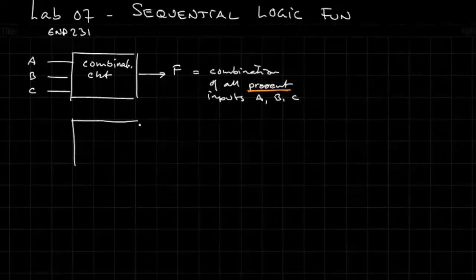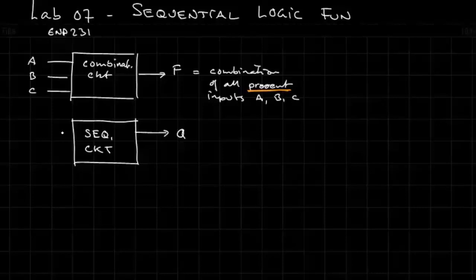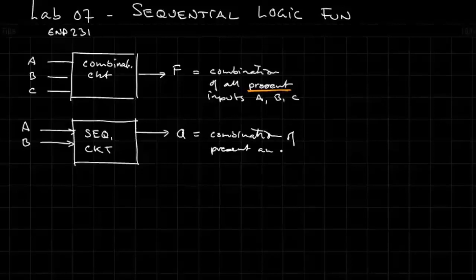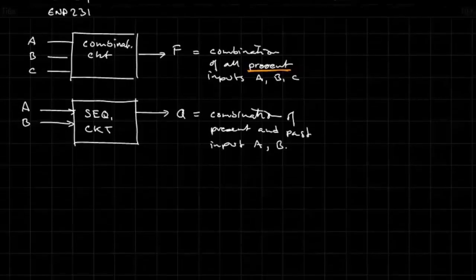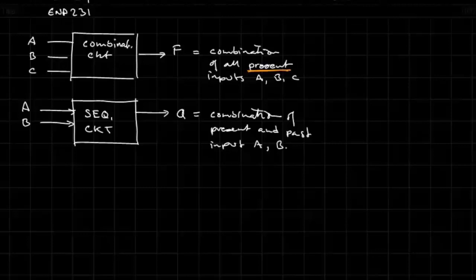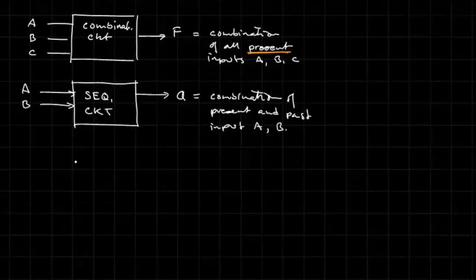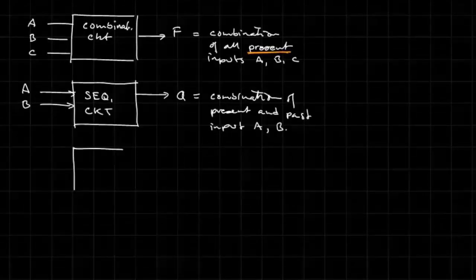So now if we have a sequential logic circuit, and I have an output, which I'll call Q, and I have 2 inputs, I could have 3 inputs, but I'm going to just draw 2 inputs here, then Q is equal to a combination, in general, of present and past inputs A and B. And actually the way that you design a sequential circuit from a combinational circuit is really simple, and I want to just give you that basic idea now.